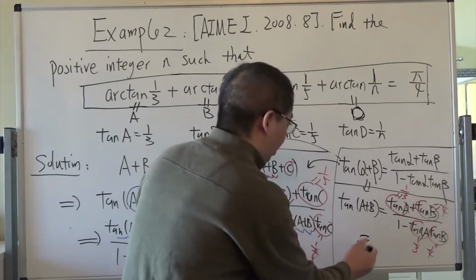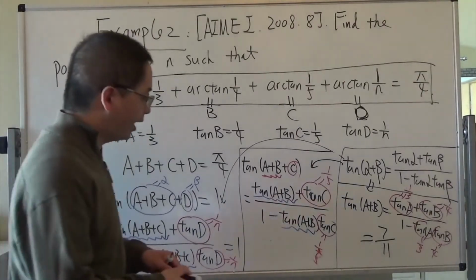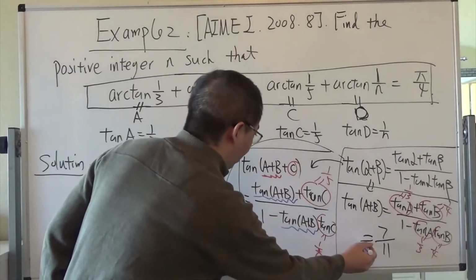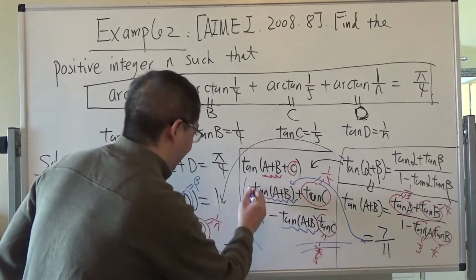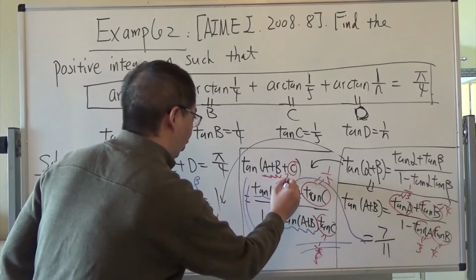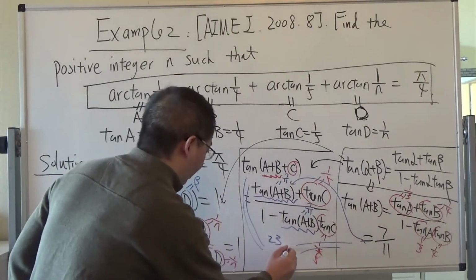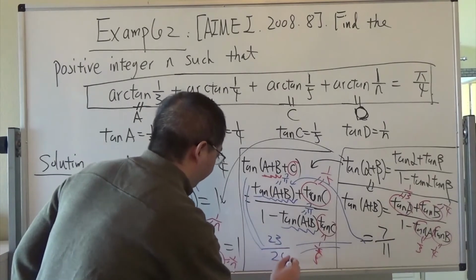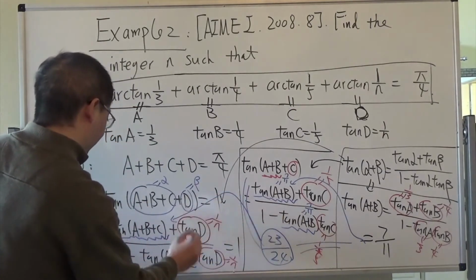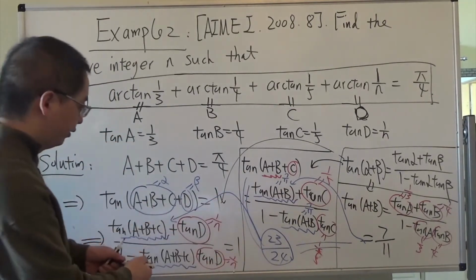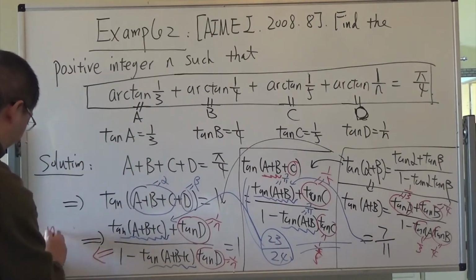We get this equals 7/11. And then, after we get 7/11, we can put it right here to get the tangent of A plus B plus C. I replace this by 7/11, and this is 7/11. You get this is 23/24. And after you get 23/24, we put it back into here, and we just solve the equation for n. It's not hard to derive. Finally, we get n equals 47.